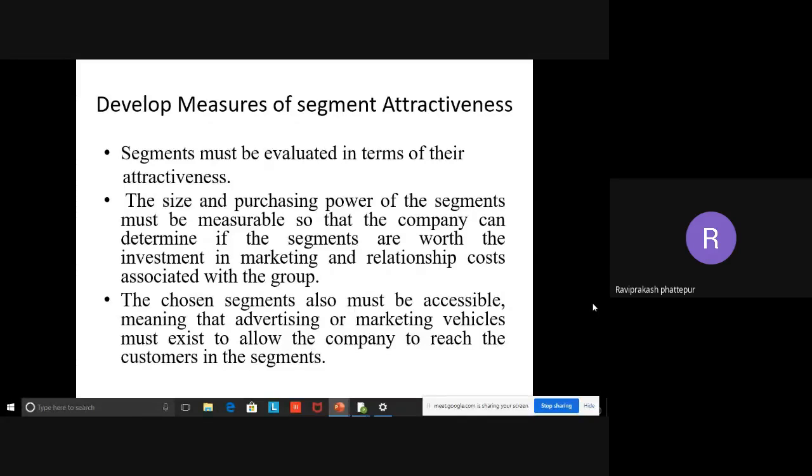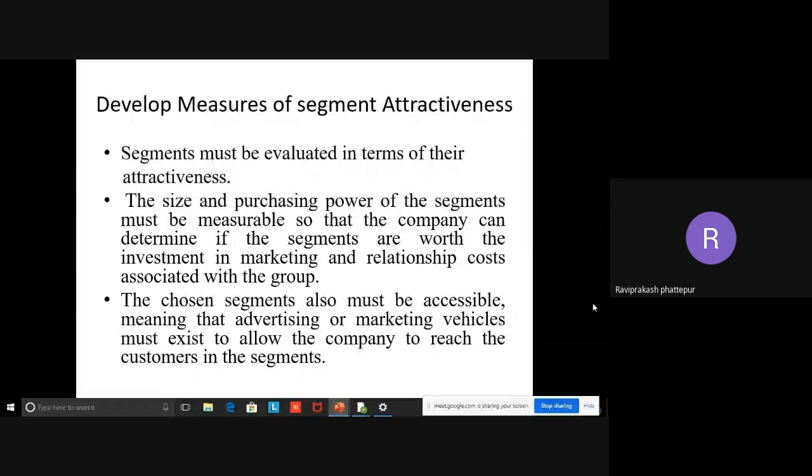Okay, next, the chosen segments also must be accessible, meaning that advertising or marketing vehicles must exist to allow the company to reach the customers in the segments. So if you are choosing a particular segment, you should know how to reach them, whether it is viable for you to reach them in a particular way, whether it is cheap for you to reach them. So all these things should be very much taken care of.